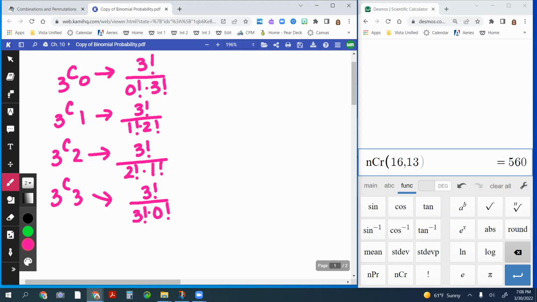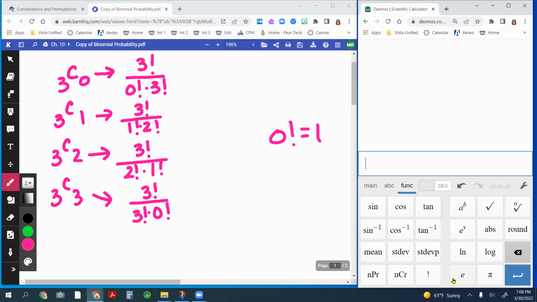Now, just a little side note, 0 factorial is equal to 1, just so we understand that. If I put that into my calculator here on the side, 0 factorial, you see I do get a 1. I just want us to understand that. Now, what I want us to see is that when I'm doing 3 choose 0, you see I get 1.